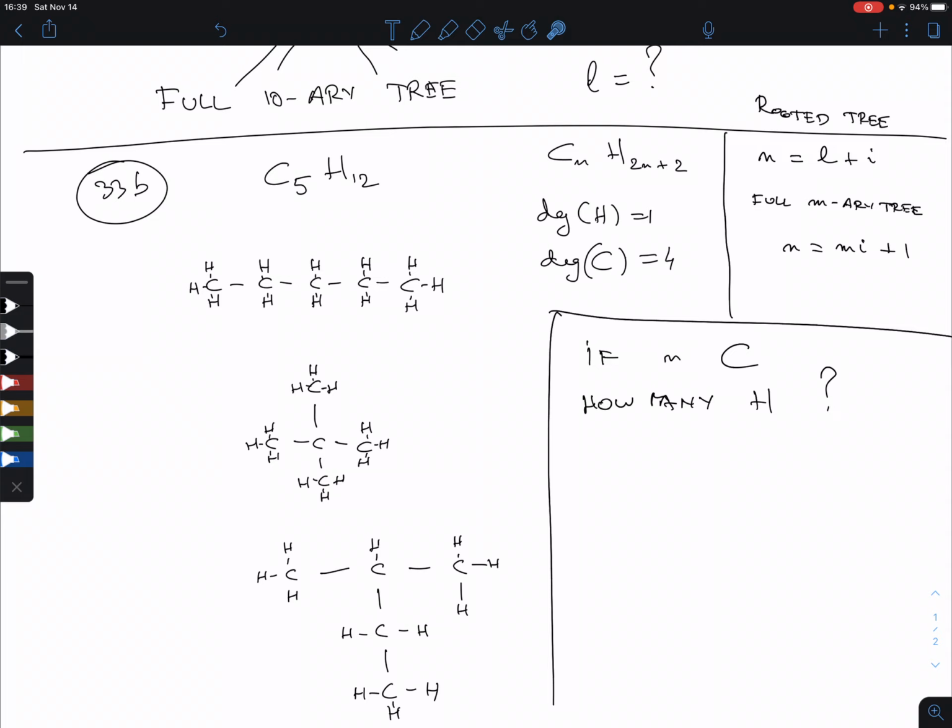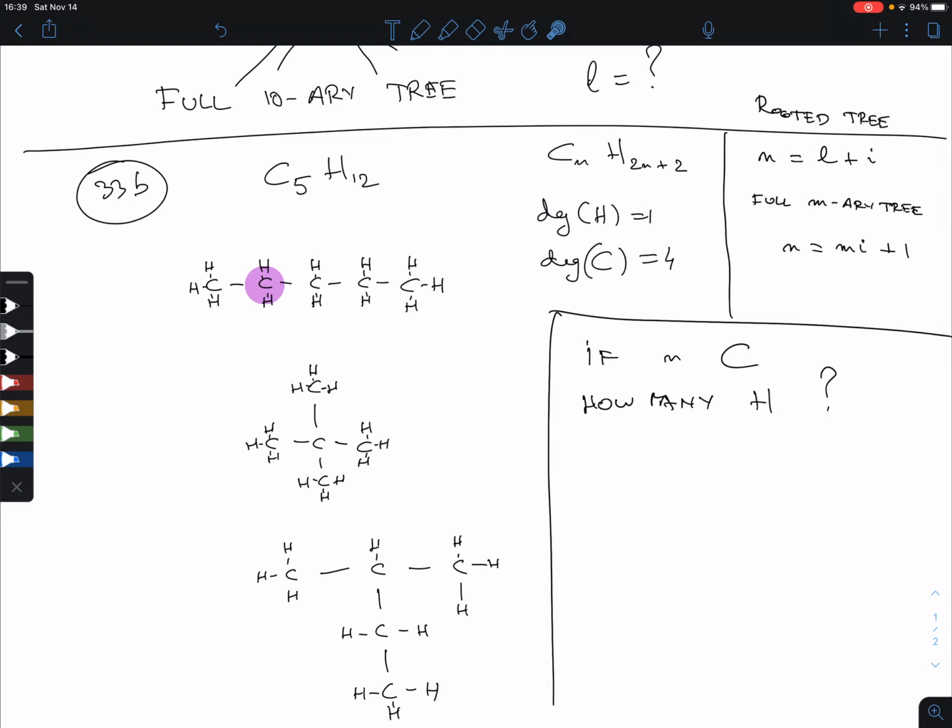So I'm going to take one a little bit out of this C here. Now let's think how many children that C has. Well, it's the root, and we know that the degree of C is 4, so it has 4 children.